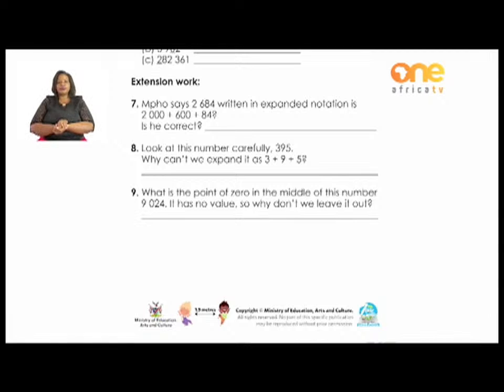What is the point of 0 in the middle of this number, 9024? It has no value, so why don't we leave it out? So you have to give a reason there.